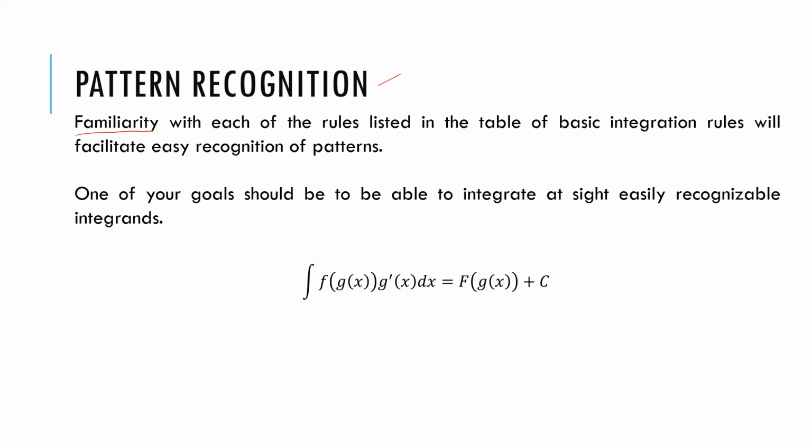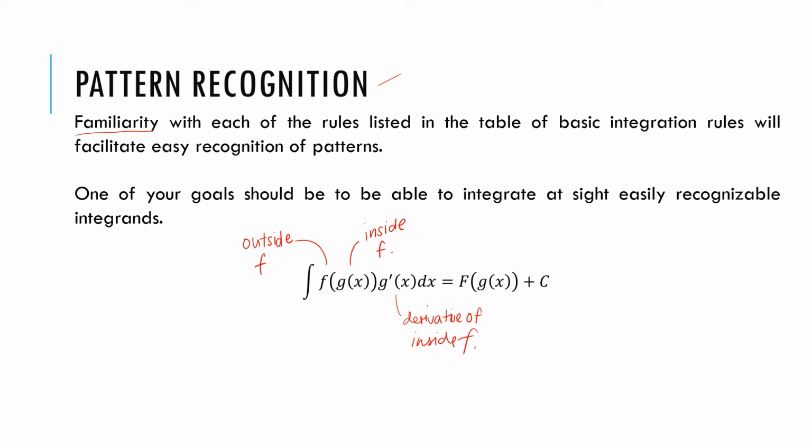The integral of f of g of x multiplied by g prime of x with respect to x is equal to F of g of x plus c. So f is the outside function, let's write that so you won't forget. The outside function is f, g of x is the inside function, and g prime of x is the derivative of the inside function. So don't forget this because it can really help you.